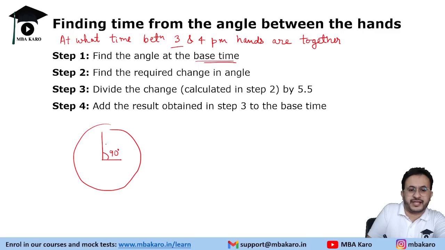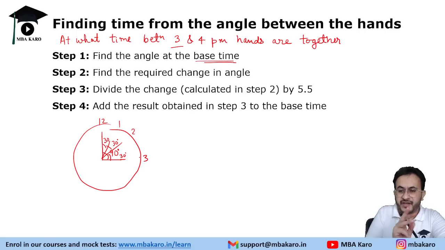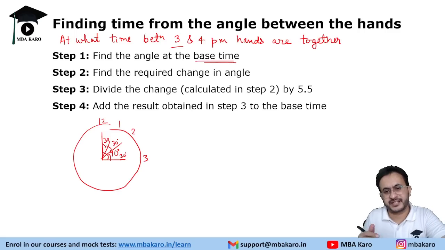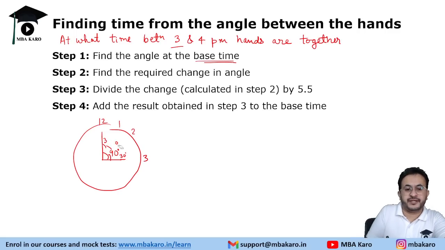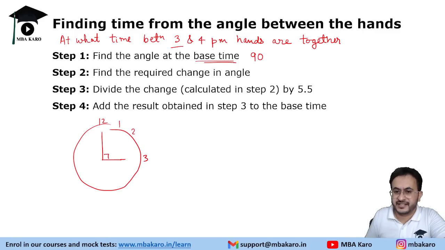Okay, so like at 1 p.m., from 12 to 1 it is 30 degrees. 1 to 2 also 30 degrees, and this is also 30 degrees. So 30, 30, 30 means 90 degrees. So if you have the difference of 3 hours, that is 90 degrees. So at 3 p.m. we have a 90 degree angle between the hands. So at the base time, the angle is 90 degrees.